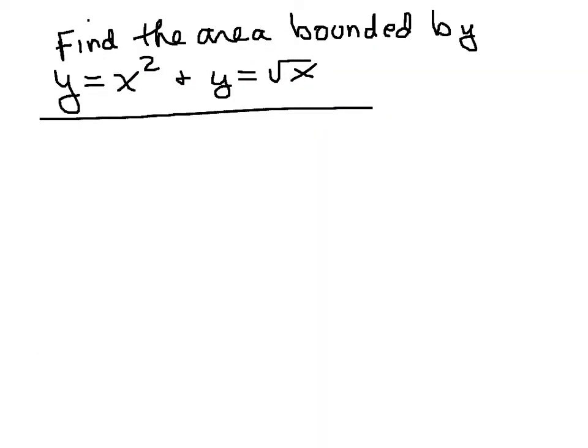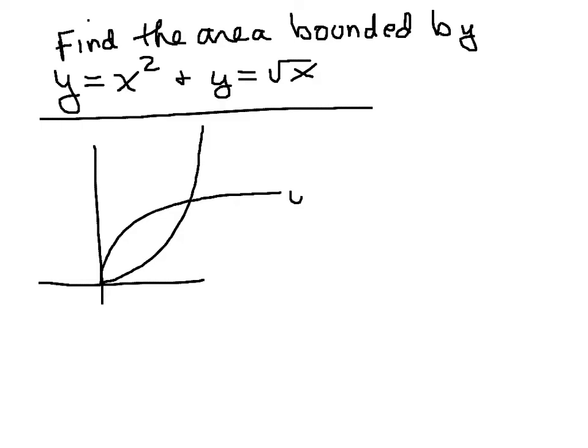So here's a typical example. We want to find the area bounded by, in other words, enclosed by these two graphs. And as always, we want to look at a picture of what we're talking about. So y equals x squared is something like that. y equals square root of x looks like that. And so the area that we're interested in finding, let me change colors, is right in here. So that's what we're trying to do, find that area.